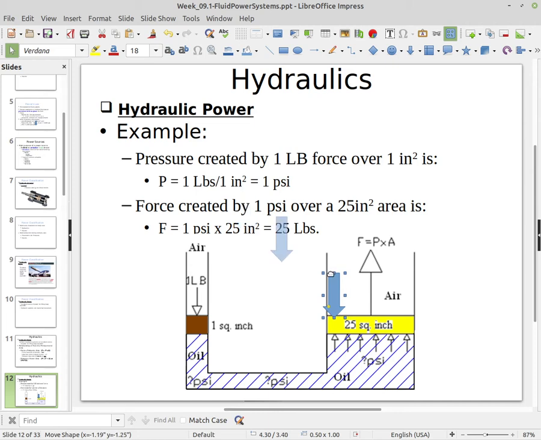And so this is how we can lift very, very heavy loads, by using this amplification method. By increasing the area, we can apply a small force over here to a small square inch area, and then have a much larger area here, and therefore increase our force. So this is of course the way even a hydraulic jack you might use to lift your car works.